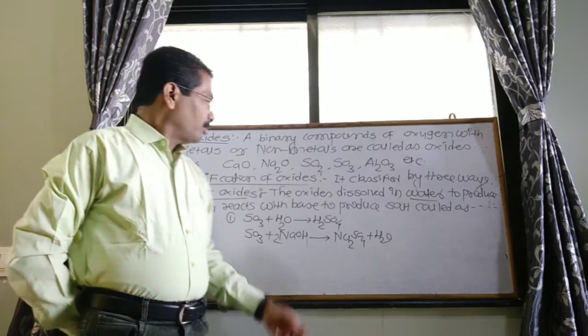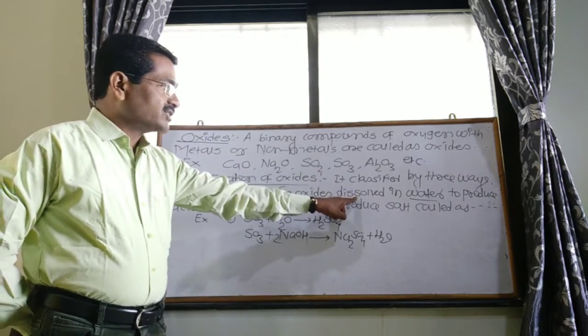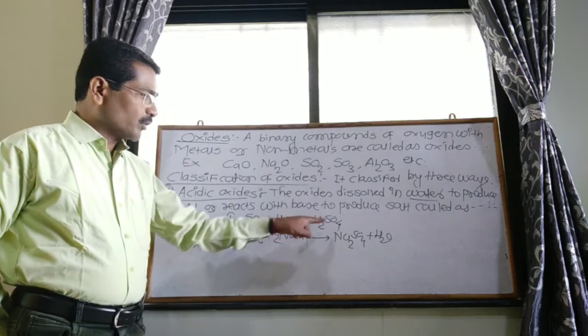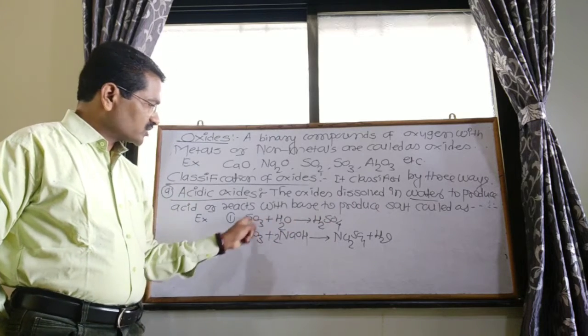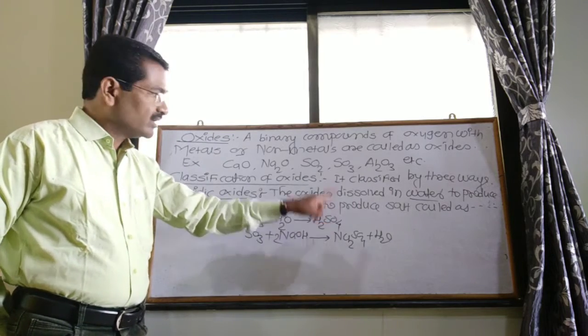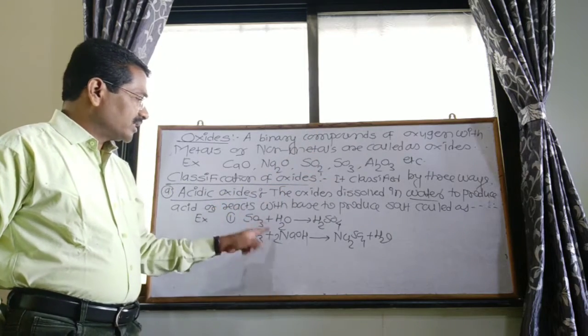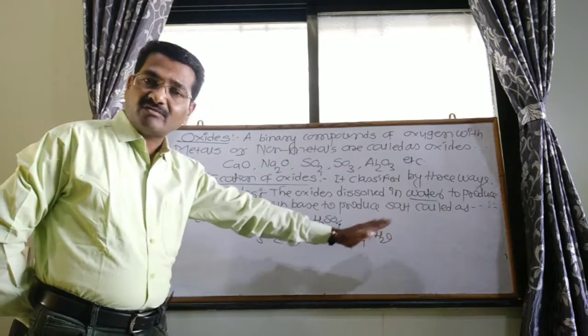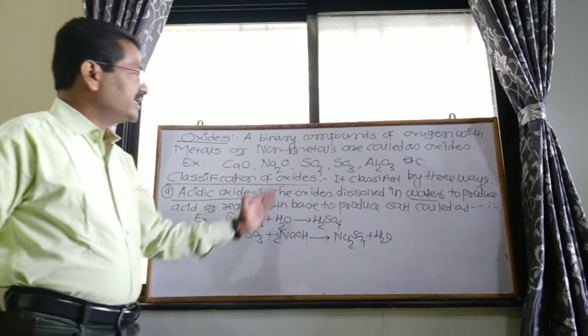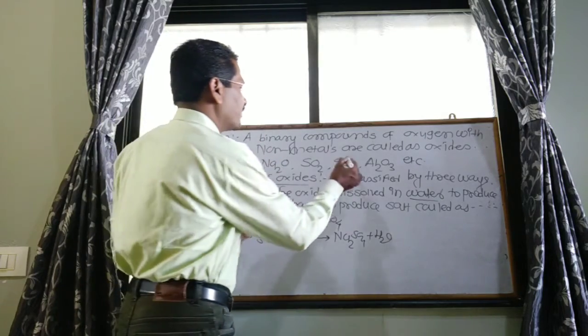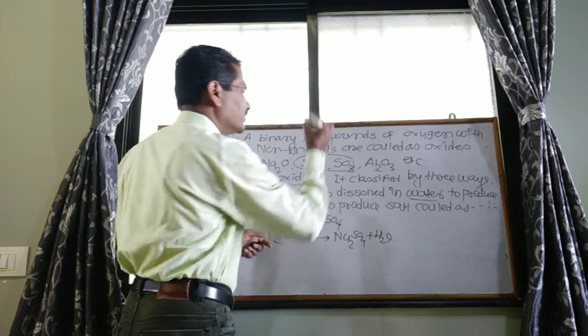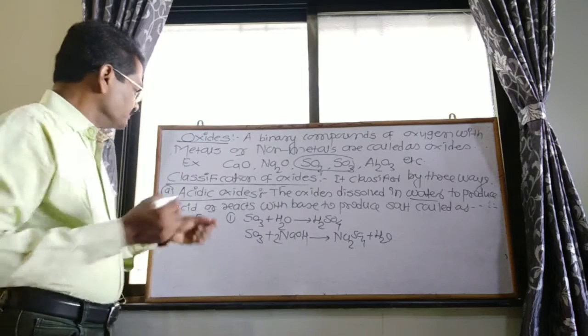See again the example: sulfur trioxide or sulfur dioxide are examples of acidic oxides. Why? Because they dissolve in water to produce acid. Sulfur trioxide dissolved in water forms sulfuric acid. Otherwise, it reacts with base to form salt and water. Therefore, SO3 and SO2 are examples of acidic oxides.